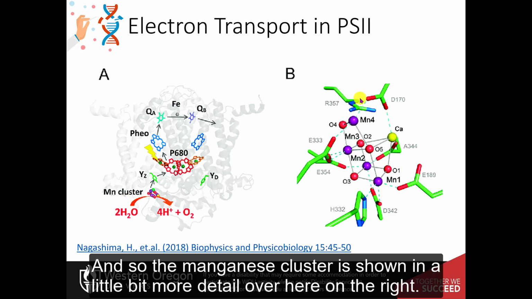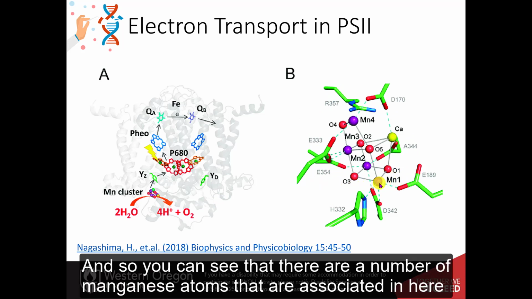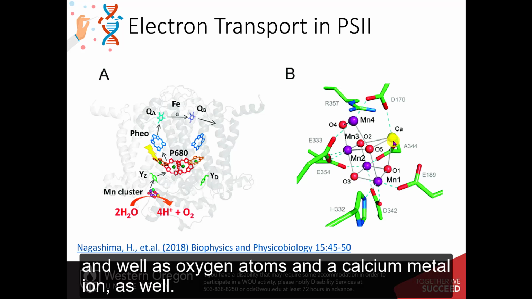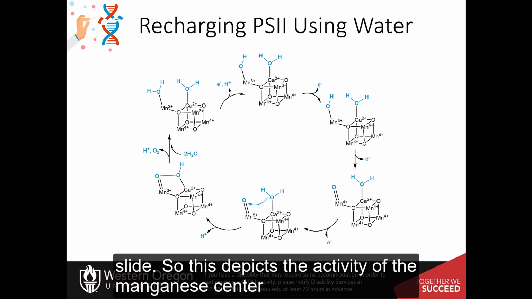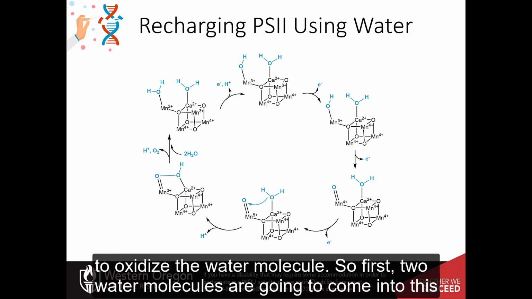And so the manganese cluster is shown in a little bit more detail over here on the right. You can see that there are a number of manganese atoms associated in here, as well as oxygen atoms and a calcium metal ion as well. And these help to coordinate the water molecules, and we'll see that in a little bit more detail on the next slide. So this depicts the activity of the manganese center to oxidize the water molecule.